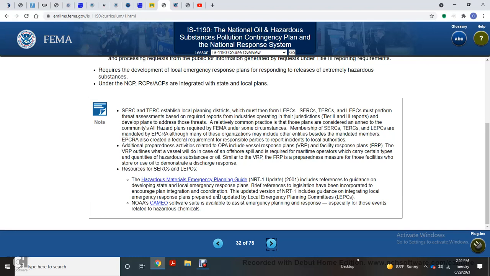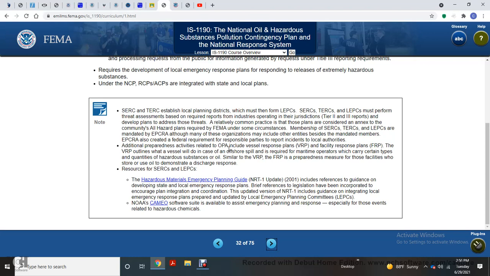Membership of the state emergency, tribal, and local emergency planning commissions is mandated by the Emergency Planning and Community Right-to-Know Act, although many of these organizations may include other entities besides mandated members. The Emergency Planning and Community Right-to-Know Act also requires federal government responsible parties to report incidents to local authorities.